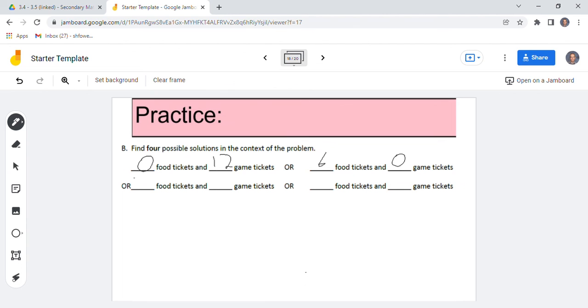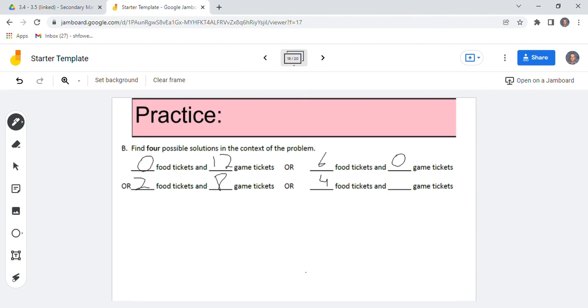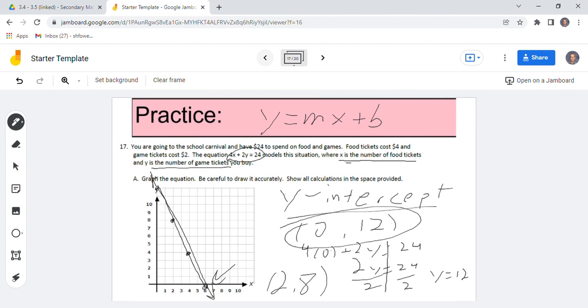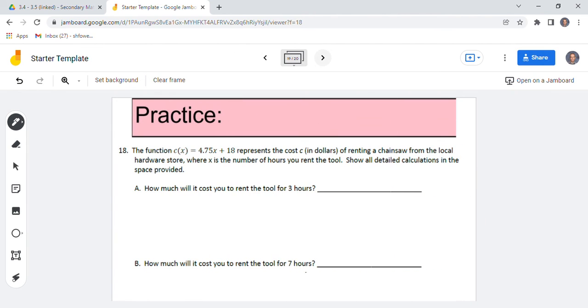That would have been 2 food tickets and 8 game tickets. And then another possible solution is 4 and 4. So 4 and 4, and now that I got that graph a little bit straighter, you can see that that fits right there on that line. And so that would be 4 food tickets and 4 game tickets. Those are 4 different possible ways to spend that total of $24. Moving on to our last 2 questions here.